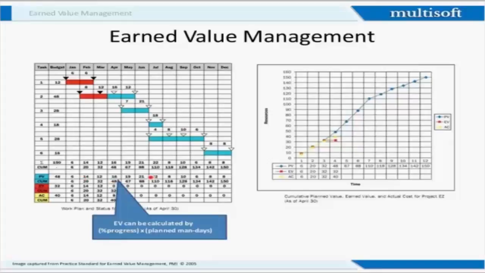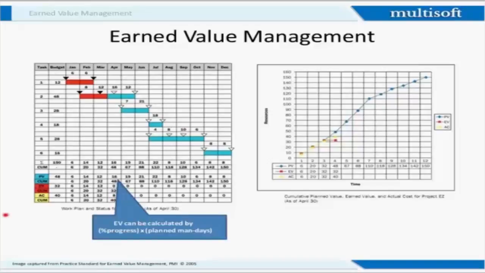Then earned value is what has been done: 6, 14 and 12. This is what has been covered. So I have 6 plus 14 plus 12, that is my earned value. Typically my cumulative earned value will be around 32. Now actual cost is what has actually been spent: 14 plus 12 plus 8, so roughly around 40 has actually been spent.